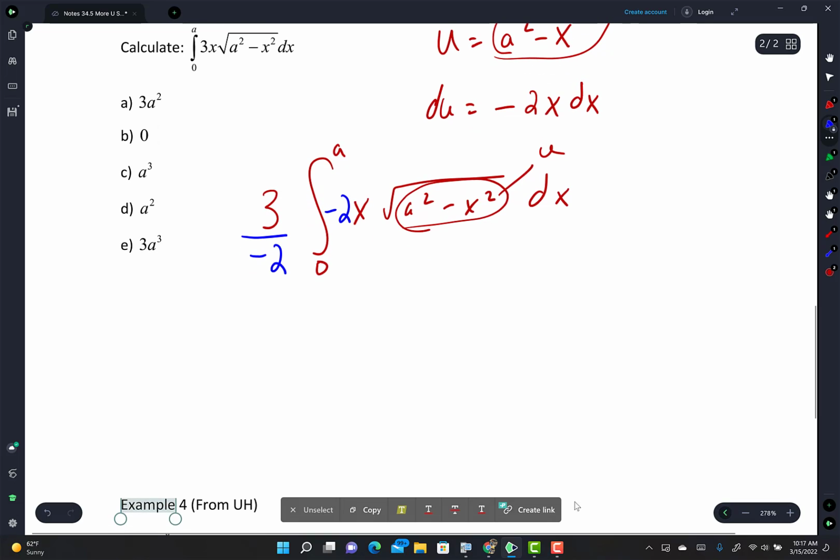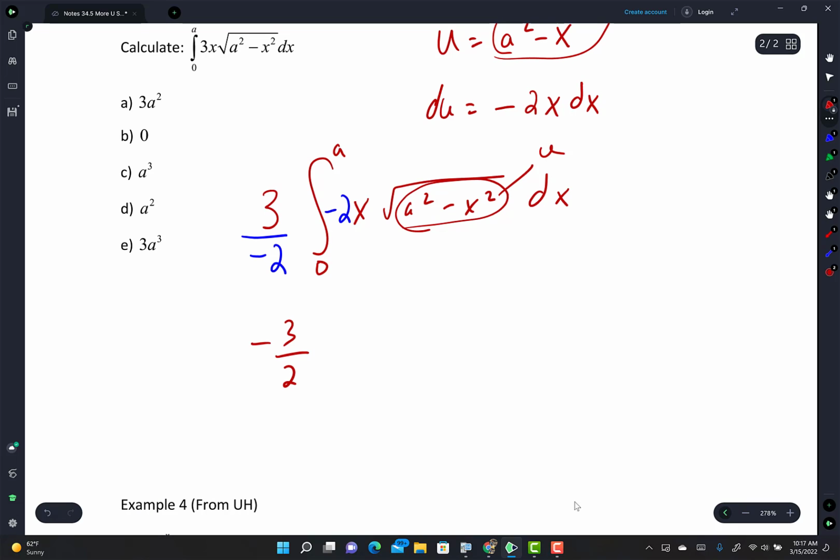Perfect. So now here we go, guys. Let's see what this is. -3/2 integral, I'm going to put new limits in a little bit, square root of u du. Doesn't that look a lot simpler?